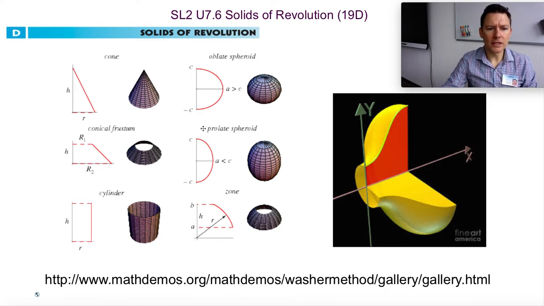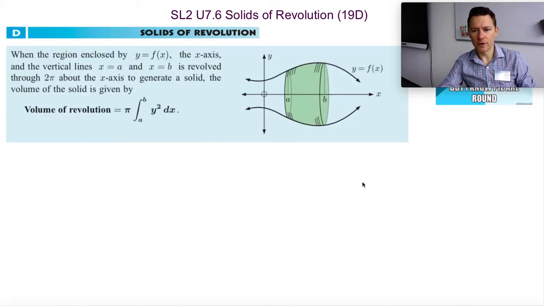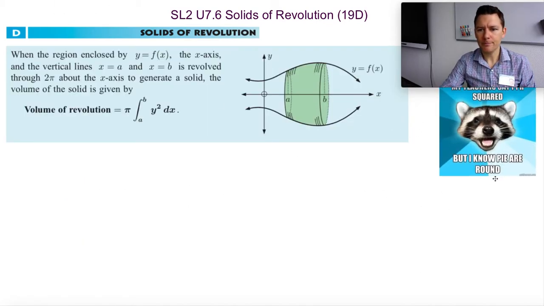Here are some 2D images and how they become three-dimensional when you look at them. It's really easy to describe the curves often, and then they helpfully give you the volume if you do the math right. So here's how to do the math.